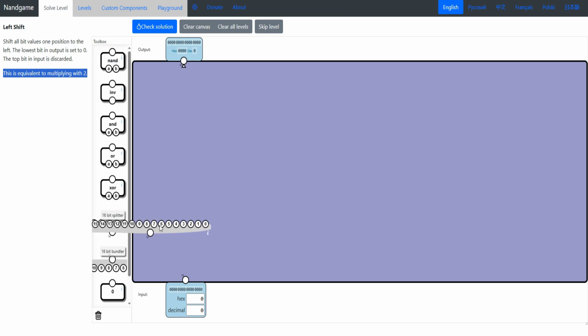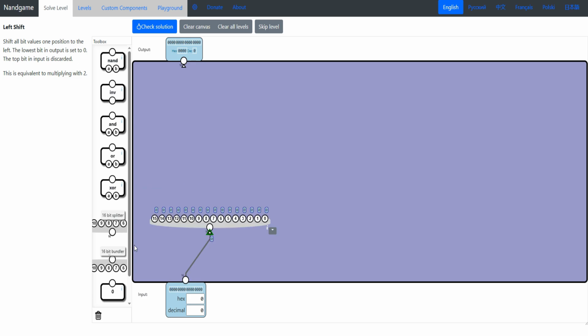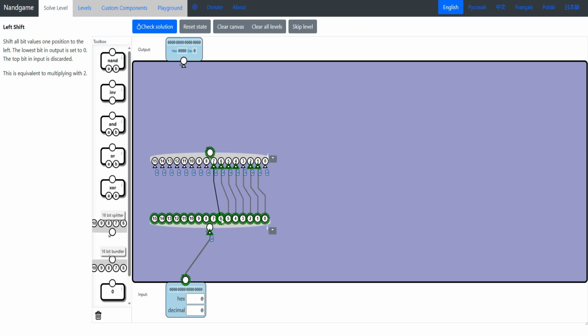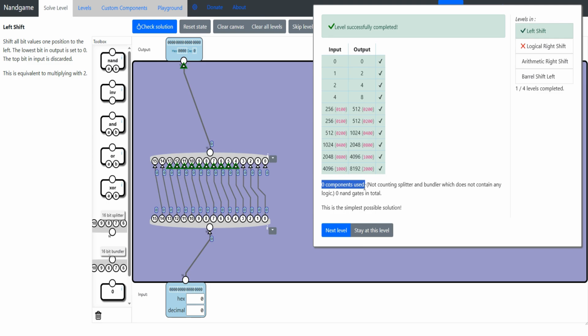We have this bit splitter, and we hook our input up to that bit splitter. Then we have a bit bundler, and we just hook up each one of these bits one spot to the left. So 0 goes to 1, 1 goes to 2, 2 goes to 3, and we just do that all the way down the line. And the 0th bit, aka the lowest bit, is always going to be 0 because we're not inputting anything. And the top bit is discarded. You can see this 15th bit on the bottom here is not hooked up to anything at all. So we just hook that directly up to the output, and that should be done. There we go. We didn't even have to use any components. We are just rewiring things a bit. And this is the simplest possible solution.